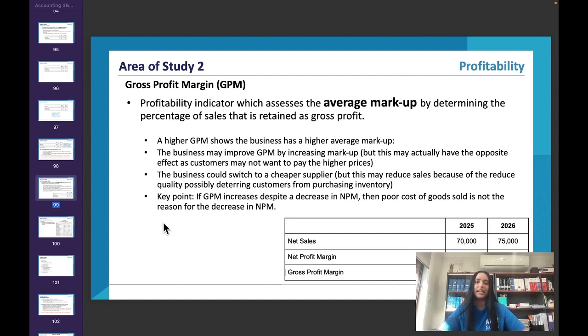So it's kind of tricky to talk about markup, and in your theory questions you need to understand those intricacies and understand that markup and gross profit margin are not simple. It's not just that high markup is good, because sometimes if your markup is too high, you could lose customers.